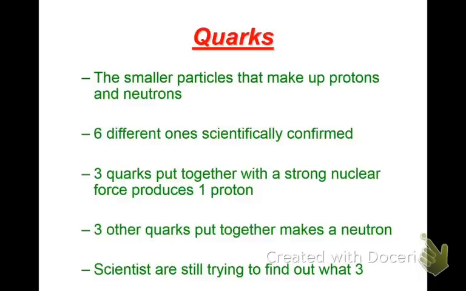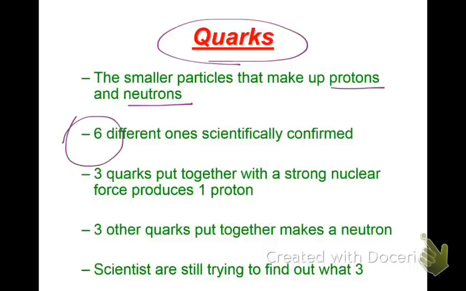Now, for protons, and I'm going to make sure I definitely underline this, protons and neutrons are made of quarks. So notice it's not electrons. Electrons are the smallest things that you have there, but protons and neutrons are made up of quarks. There are 6 scientifically confirmed. 3 quarks together makes 1 proton. 3 quarks together makes a neutron, and they're 3 different quarks.